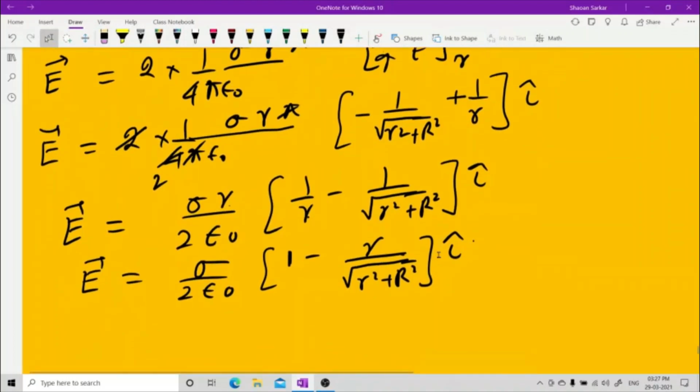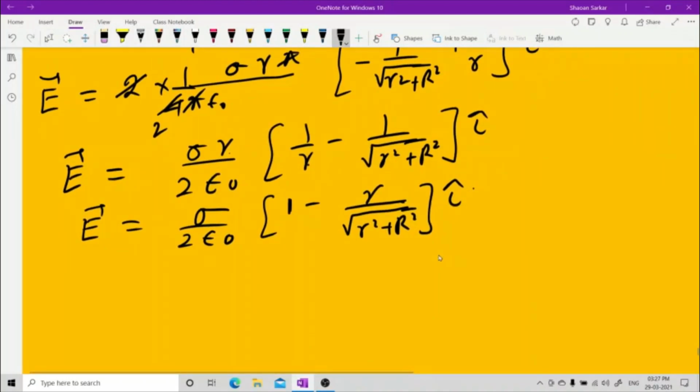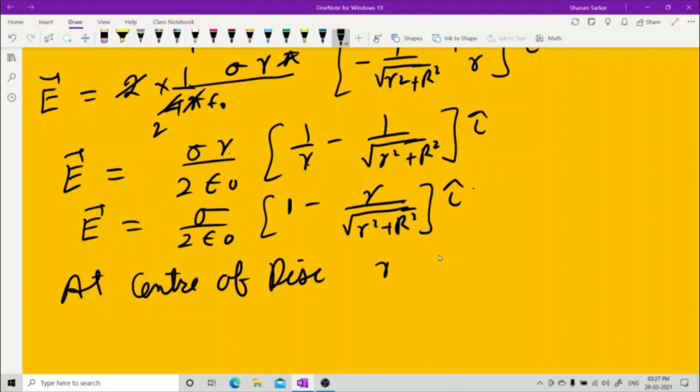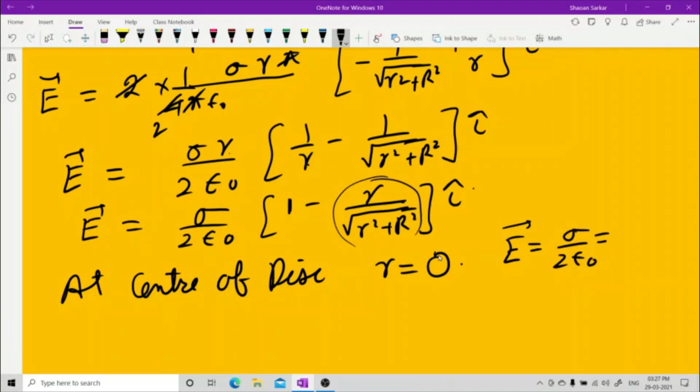Now at the center of the ring, sorry, not the ring, but disk. At the center of the disk, r is equal to 0. Since this is 0, the electric field comes out to be, this portion will become 0. This will become sigma by 2 epsilon naught. And sigma is nothing but Q upon pi R square. So it is Q upon 2 epsilon naught pi R square. This is also one such result, and this is in the direction of this i.